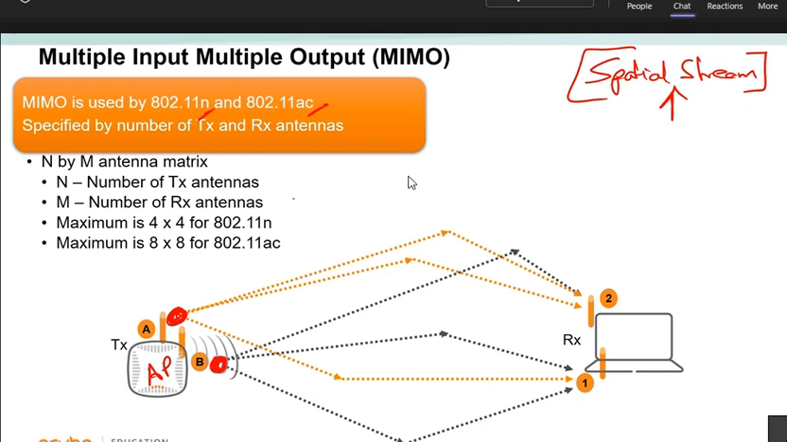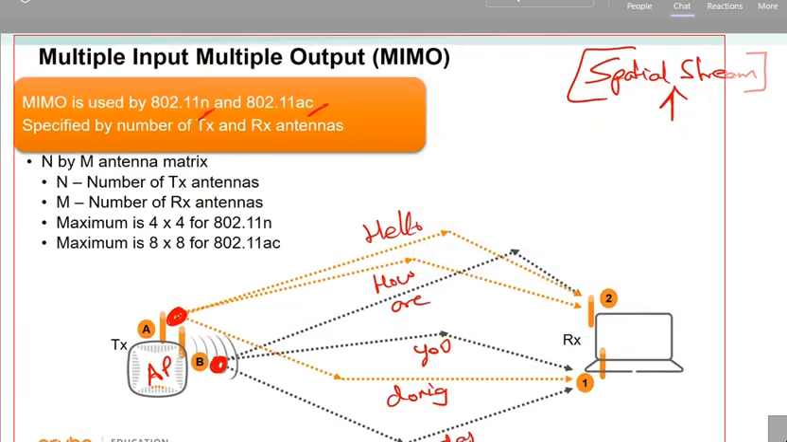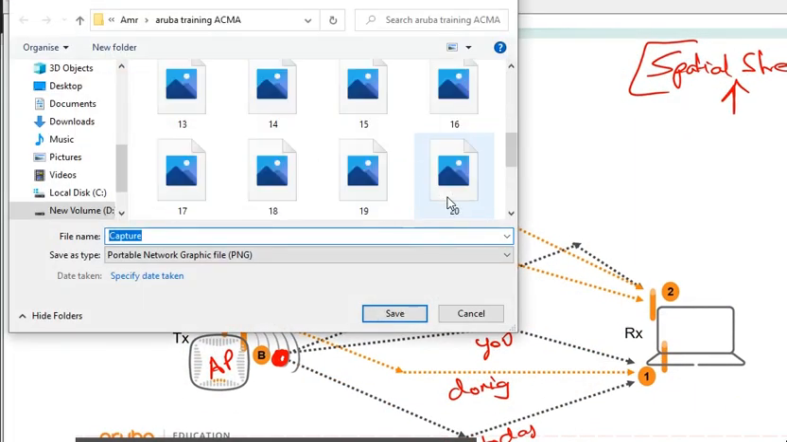If you want to break it down, it is as simple as this. Hello, how are you doing today? Individual coded data being sent into the open airspace means that you are able to send multiple data, sequential data, into the open airspace using multiple antennas at the same time.